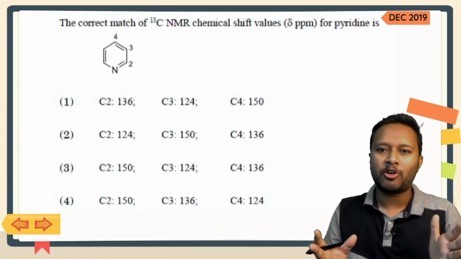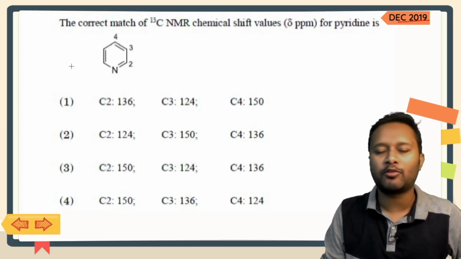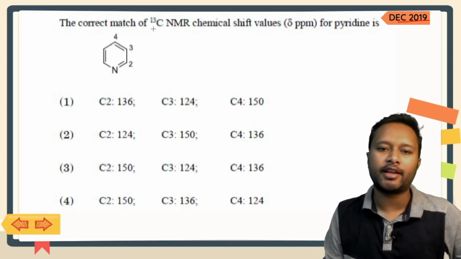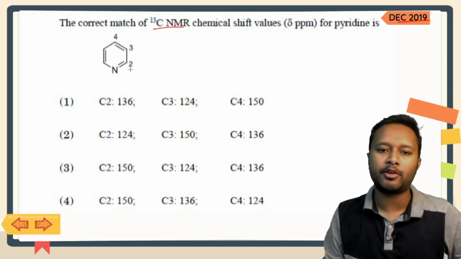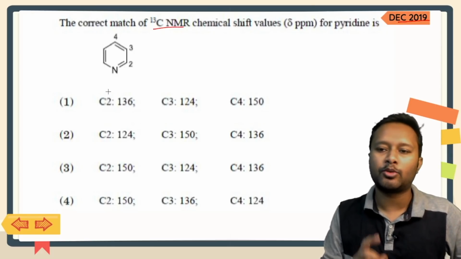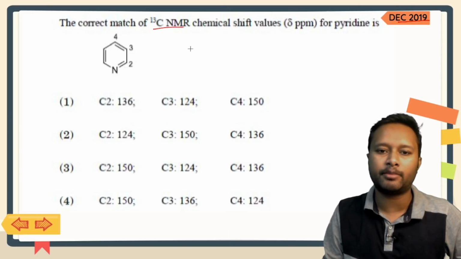Alright guys, let's talk about this particular question which was asked in CSIR December 2019. The question was a 2-marker question, but yet it was a very nice question. It says that the correct match of carbon 13 NMR chemical shift for the pyridine is, the pyridine molecule is given to you, carbons are numbered over here as 2, 3 and 4. You have to tell which of them corresponds to the chemical shift value. So there are two things which you have to look for. The first thing is the resonance of the pyridine ring.